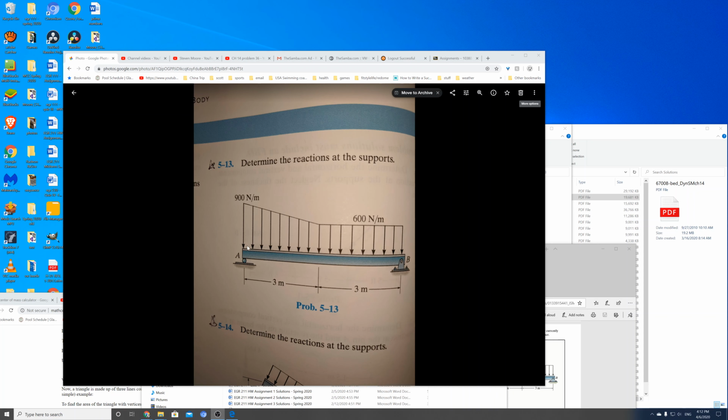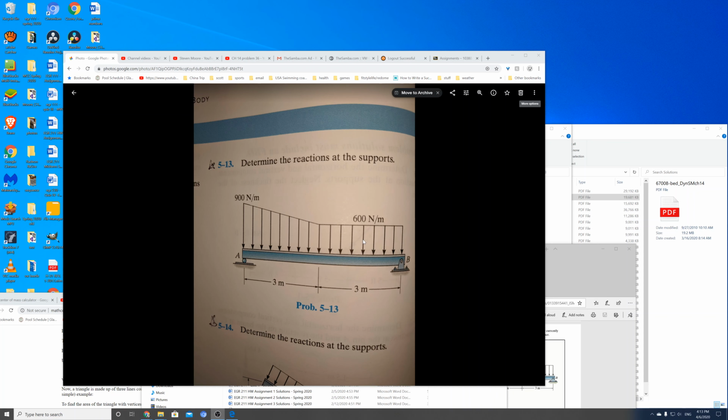If you thought about these as little incremental forces, it'd be 900 Newton meters all the way down to here, where it'd be 600 Newton meters. So as you're going down, the force is reduced. The second part of this is a uniform distribution, so it's 600 newtons per meter. And what we need to do with both of these is come up with a center of mass, okay?